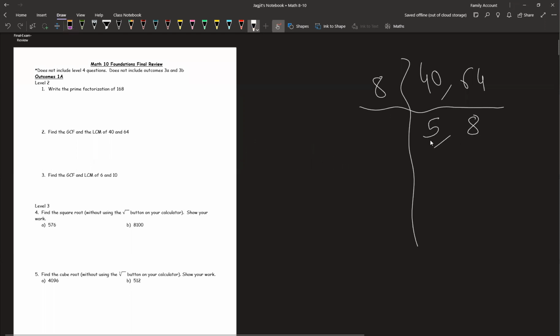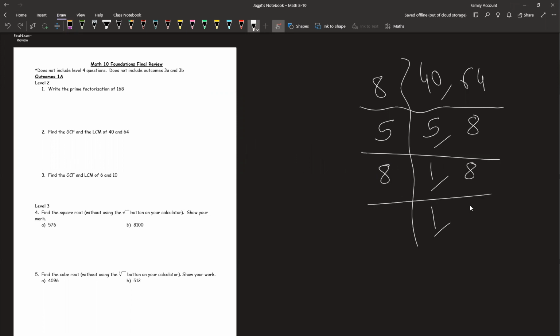Okay, we keep going. 5 can be divided by 5, and 5 divided by 5 is 1. 8 cannot be fully divided by 5, so we leave 8 as it is. Then you can divide 8 by 8 itself. So 1 will stay as it is. 8 divided by 8 is 1. And whenever you end up with 1, 1 means you can stop there.